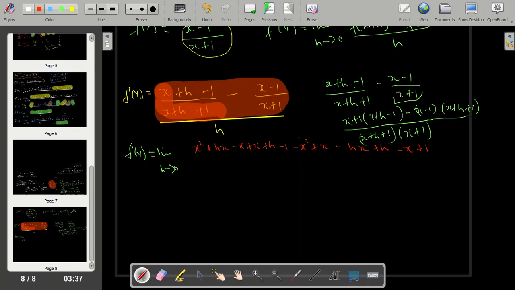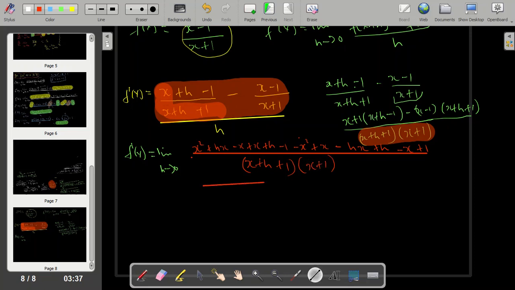Okay, hopefully we are just okay with that one. Hopefully I've not missed it. So everything divided by this part, everything divided by this part. So we're saying we have x plus h plus 1 in bracket x plus 1. So everything divided by h.